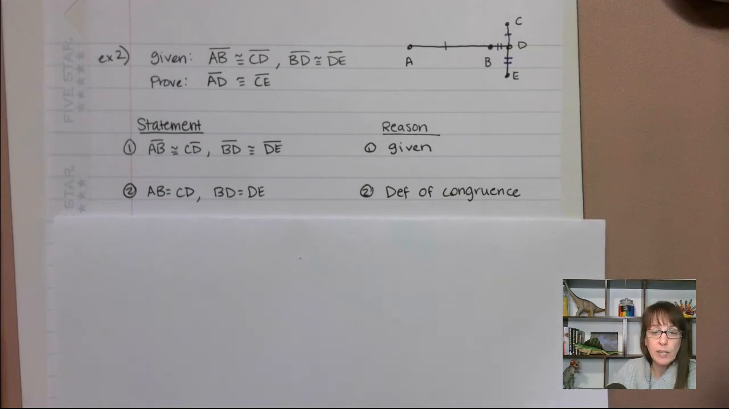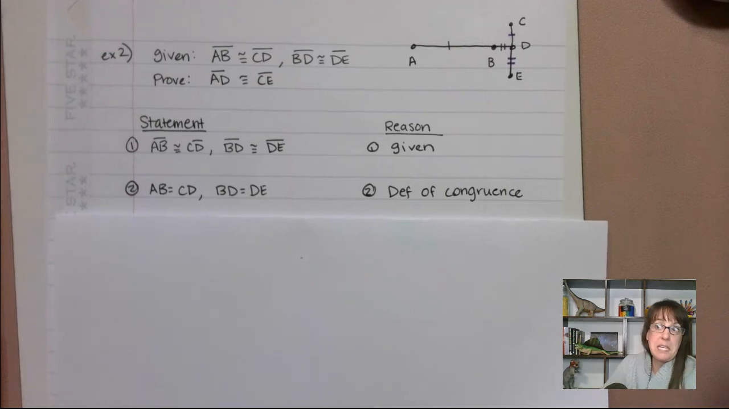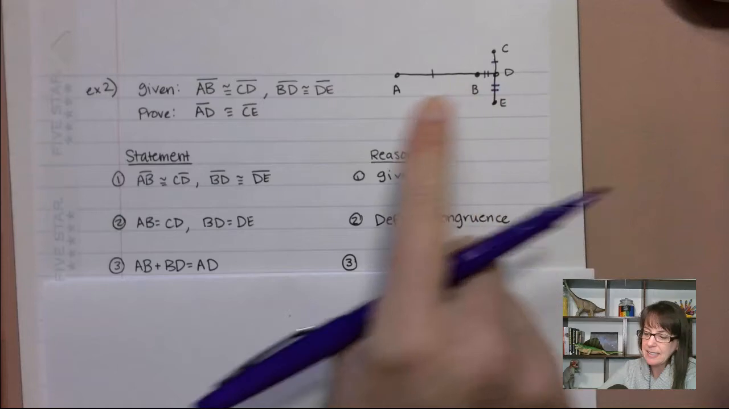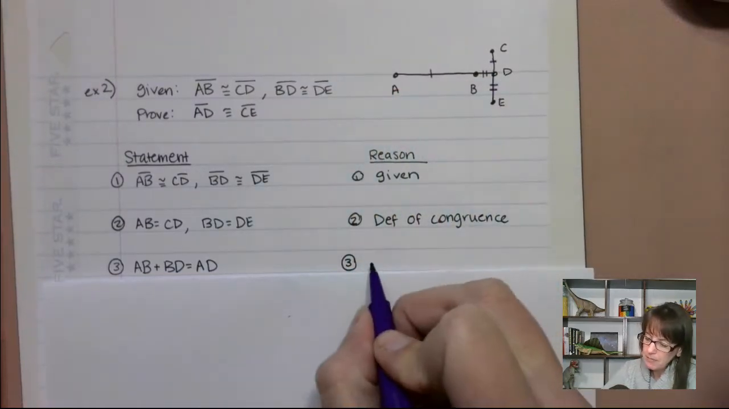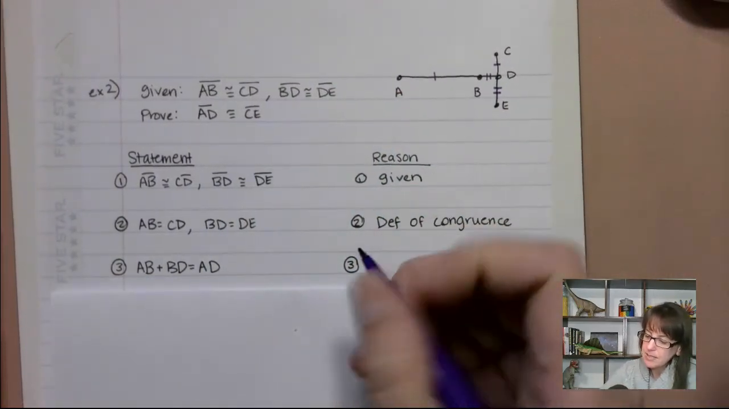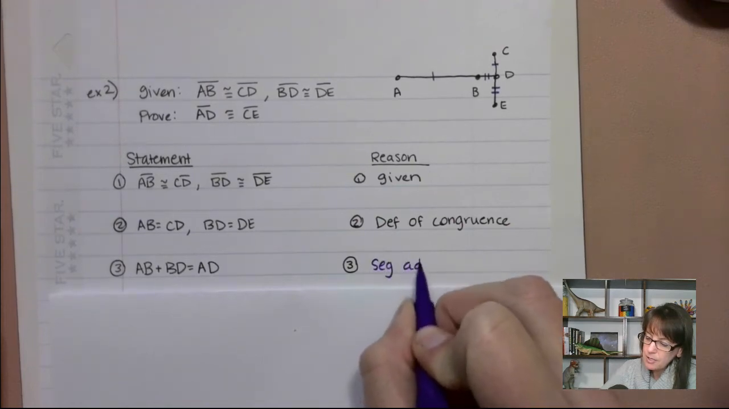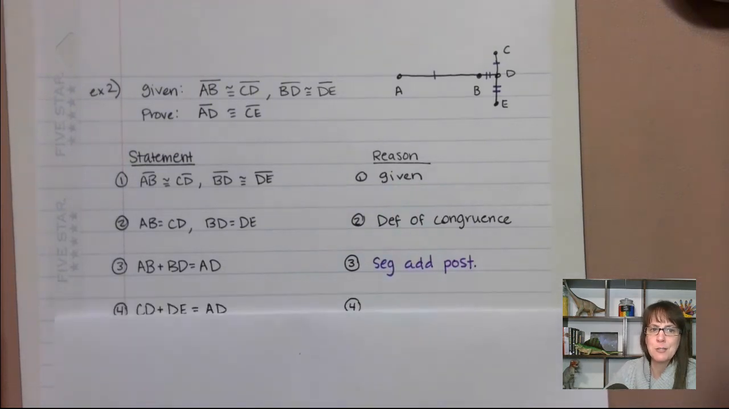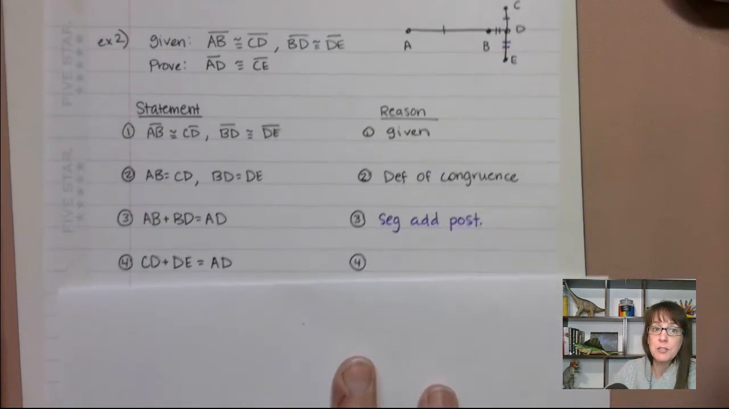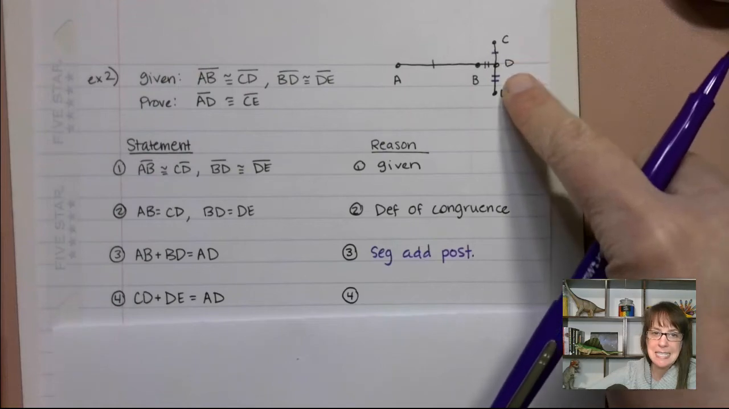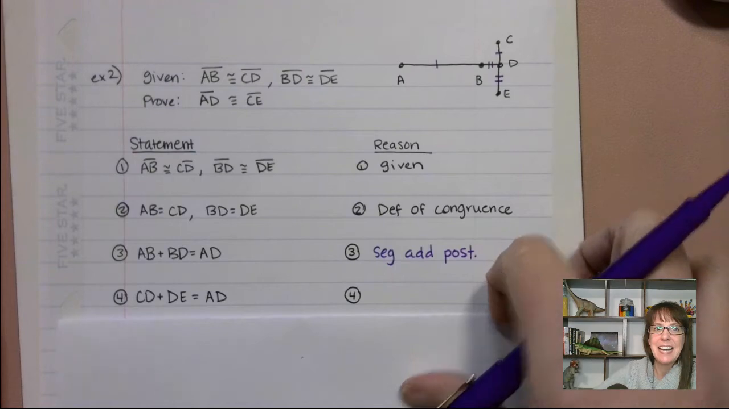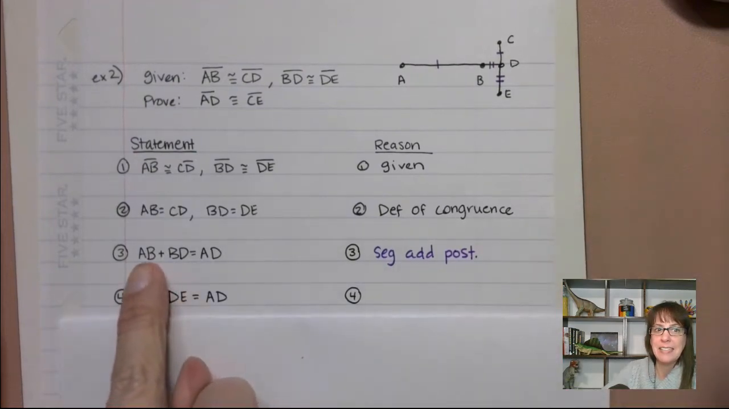Now a good point here would be, would segment addition postulate be a helpful thing to write? Let's try it. AB plus BD equals AD, that whole thing. Absolutely. So we can say segment addition postulate. So ask yourself, hey, would segment addition postulate work? Let's do it also for the other side here. CD plus DE equals AD. Oh wait, no, for this guy right here, you'll see that because AB equals CD.